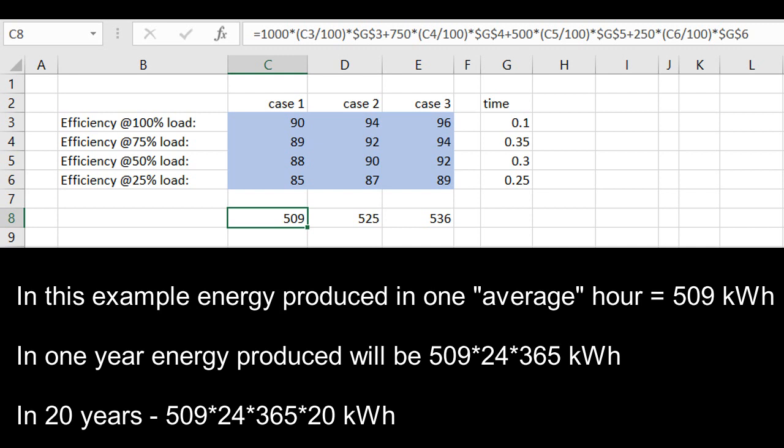This is what should be used to calculate the power produced over the 20 years of the turbine lifetime. So we first multiply this 509 by the number of hours in the day, and then by the number of days in the year, and then 20 years. And that's how we get the total produced energy by that turbine in that case.